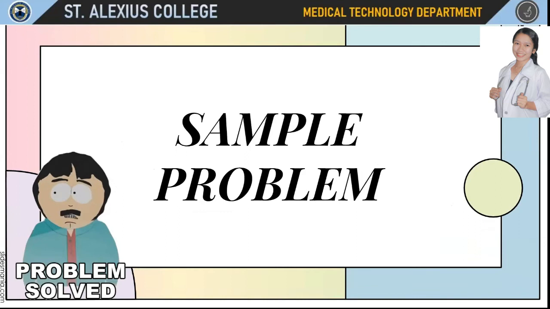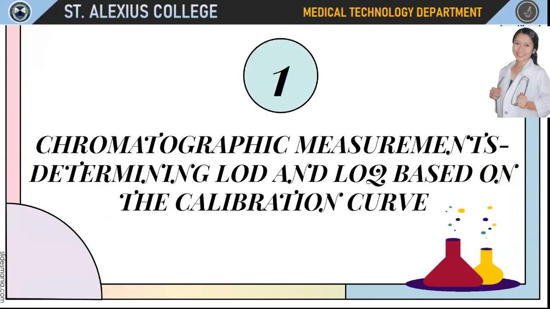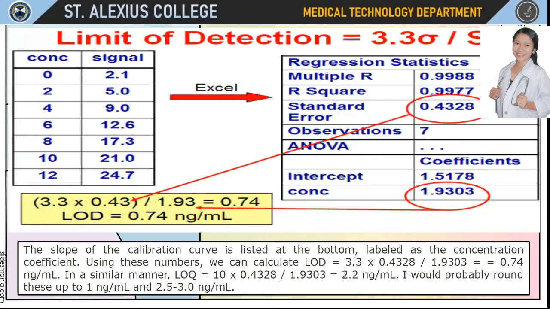Good day, everyone. My name is Marie Wesley Andado, and I will explain to you the sample problem we have: chromatographic measurements determining LOD and LOQ based on the calibration curve. The International Committee on Harmonization, or ICH, lists 3 ways to determine the limit of detection, LOD, or limit of quantification, based on visual evaluation, based on signal to noise, and based on the standard deviation of the response and the slope.